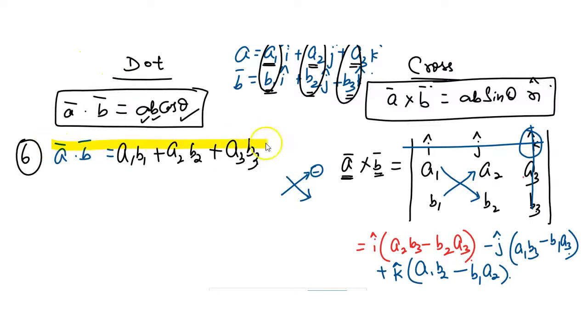So this sixth result is very important. We will remember how to use the determinant way to find the cross product of two vectors. And what we are seeing is that the result for the cross product contains i cap, j cap and k cap. So definitely this suggests that the cross product of two vectors is a vector.